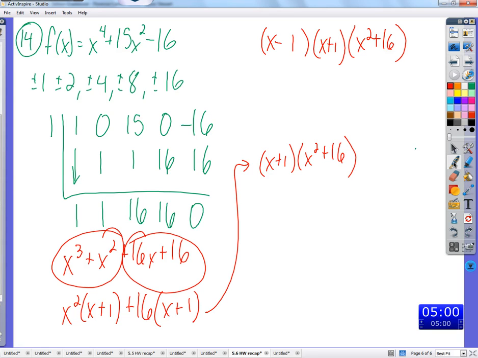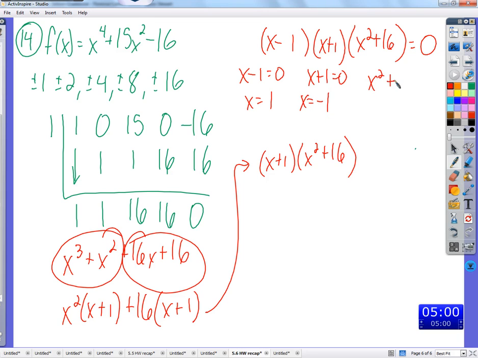Here's another way. What are we looking for again? The zeros. What is a zero? The definition of a zero? Plug it in for x, and you get 0, right? Well, at this stage, we would set each of these equal to 0. X equals 1, we knew that. X plus 1 equals 0. We found that factor by grouping, so x equals negative 1 as well.